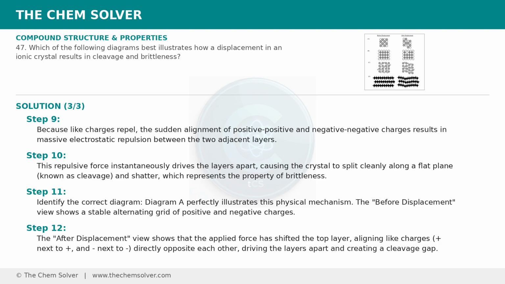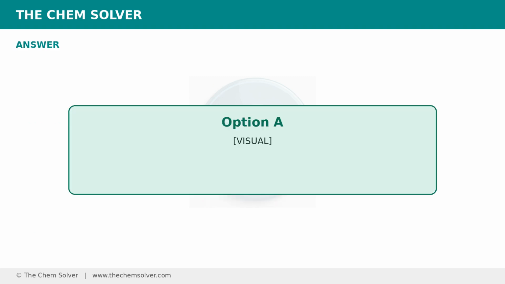Identify the correct diagram. Which diagram perfectly illustrates this physical mechanism? The before displacement view shows a stable alternating grid of positive and negative charges. The after displacement view shows that the applied force has shifted the top layer, aligning like charges, plus next to plus, and minus next to minus, directly opposite each other, driving the layers apart and creating a cleavage gap. The correct answer is option A.